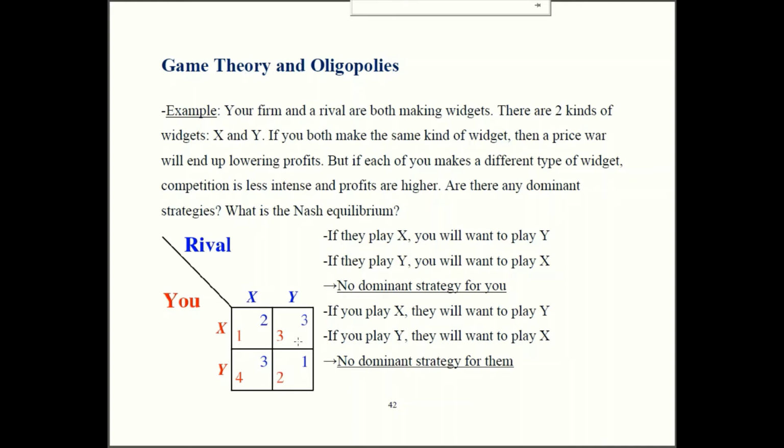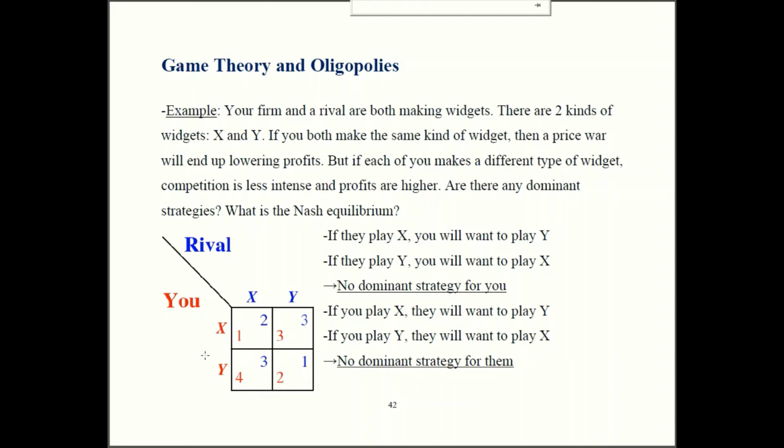But if they play Y, and you're also playing Y, we're over here, their profits go down to 1. That's not as good for them. They'd rather get the 3 by playing X. So we've established if they think you're playing X, they want to play Y. If they think you're playing Y, they're going to play X. Again, no dominant strategy. What they want to do depends upon what they think you're going to do.